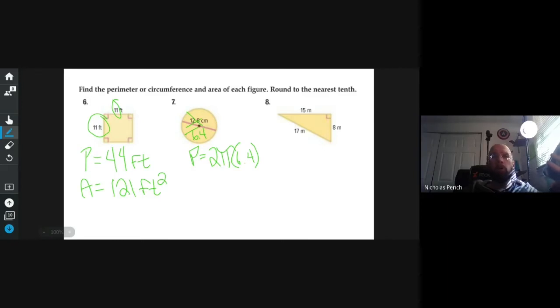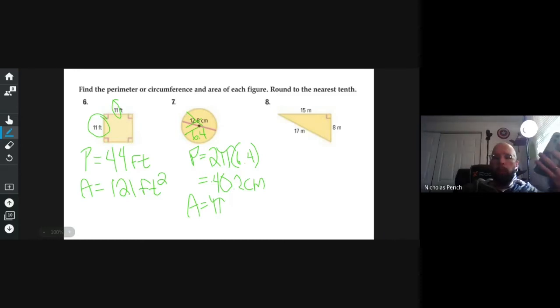Yeah, all right, whatever. I lost it. 40.2? Yeah. So we'll say 40.2 centimeters or centimeters squared? Just cm. Just cm. A is going to be pi r squared.